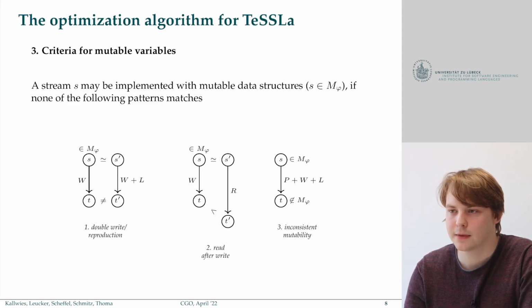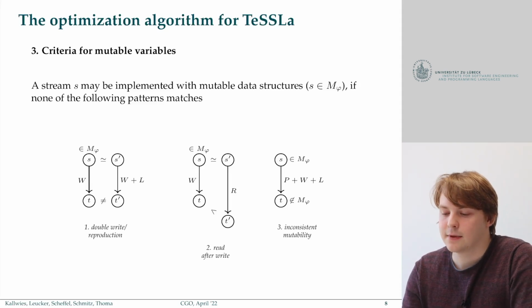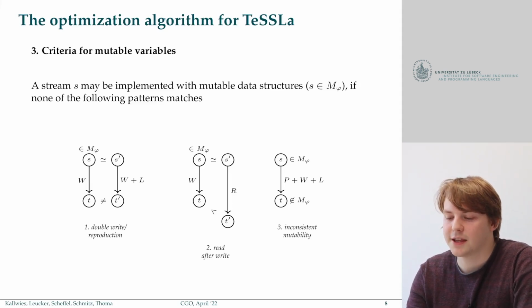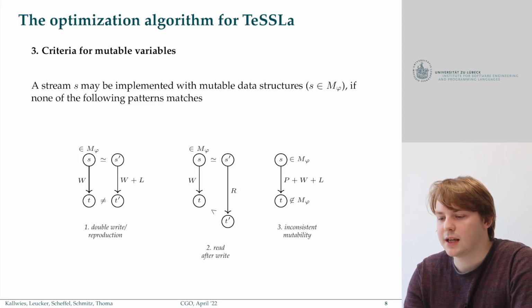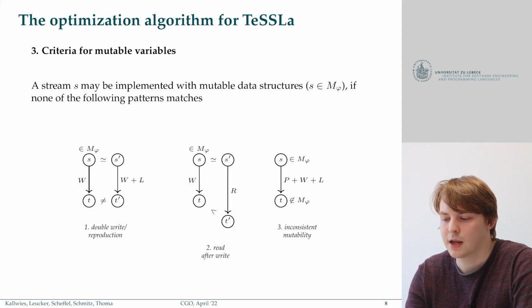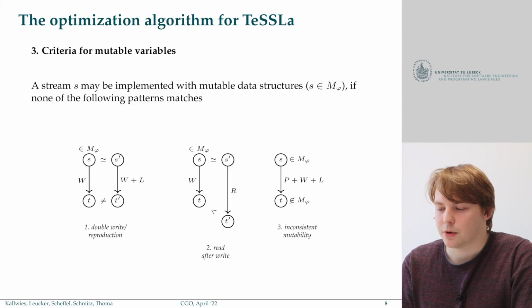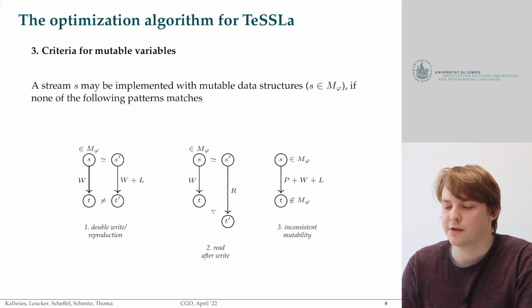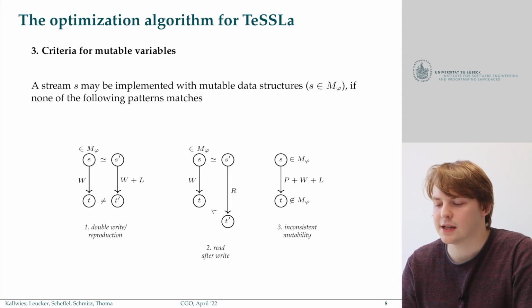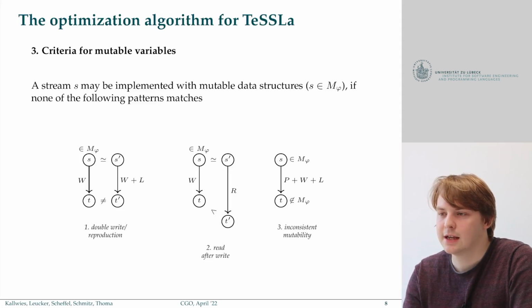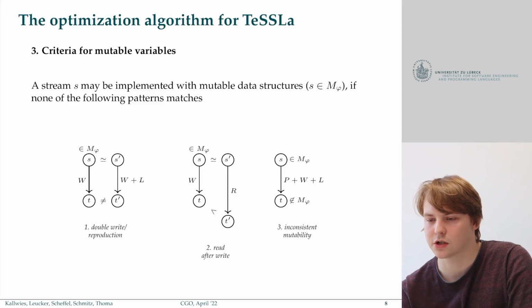The second rule says if S is a mutable variable that is written, there may not be an alias which is read at a later timestamp in the schedule. And the third rule has to do more with our implementation than with the problem itself. It says if you have a variable S that is implemented in a mutable way, it may not be passed or transformed to a variable T that is not mutable. This is just to avoid expensive casts between mutable data structures and persistent data structures.